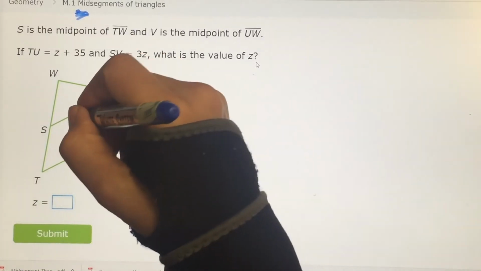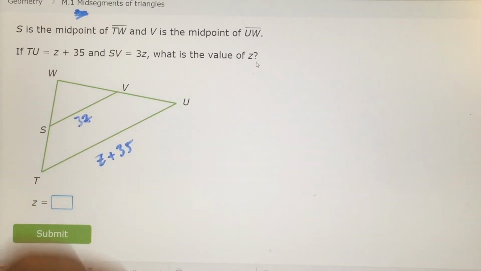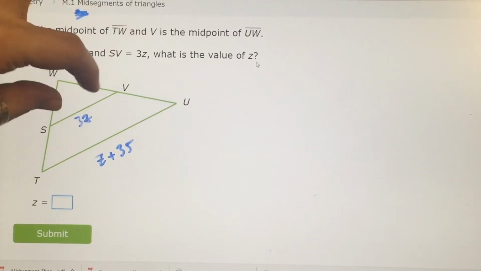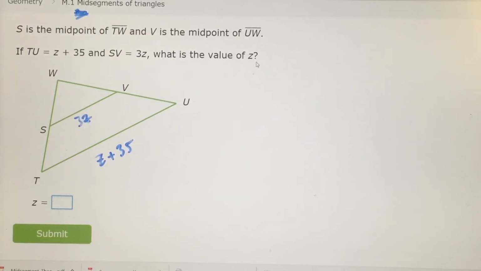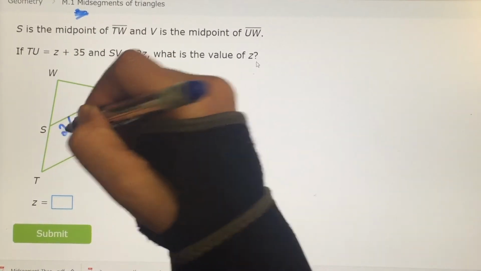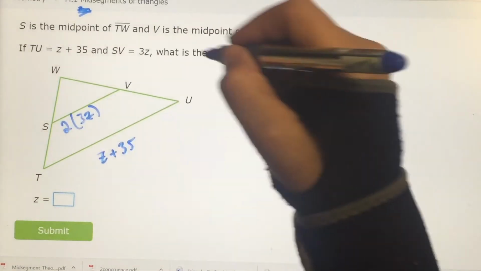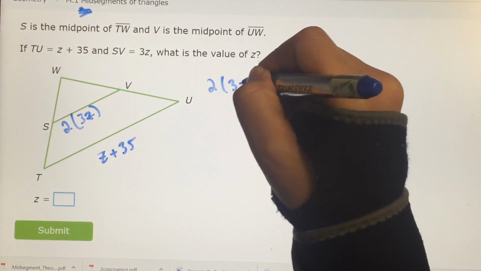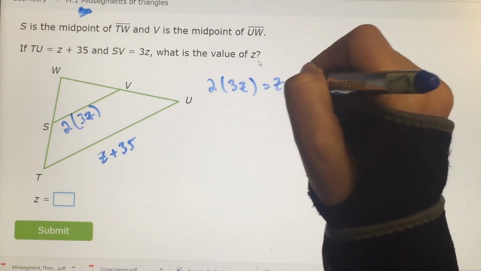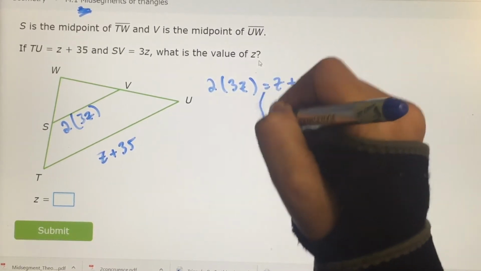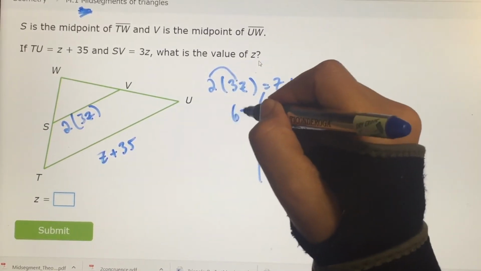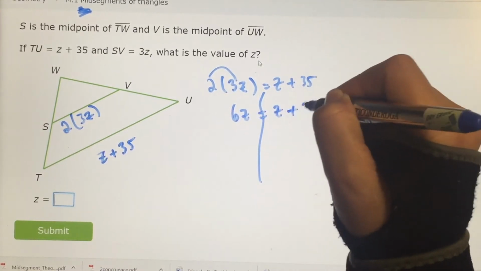All right, so again, TU is Z plus 35. And then SU is 3Z. All right, so to go from here to here, what am I doing? I'm making it bigger. So I need to make this bigger, and I need to make it bigger by multiplying it by 2. So I'm going to have 3Z times 2 equals Z plus 35. Go ahead and draw my river. Get in the house. That's 6Z equals Z plus 35.